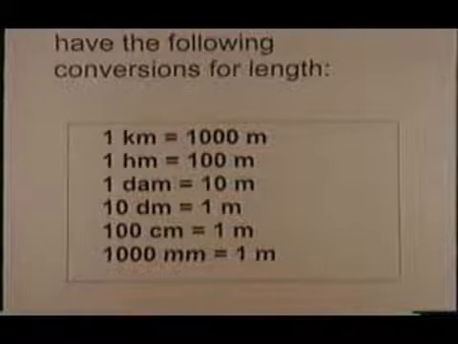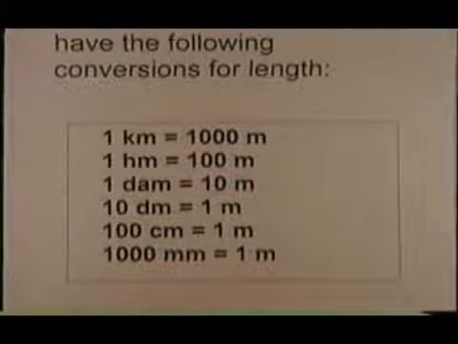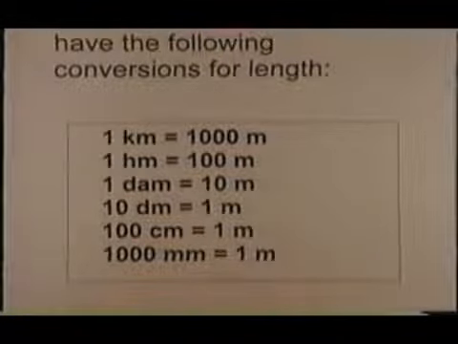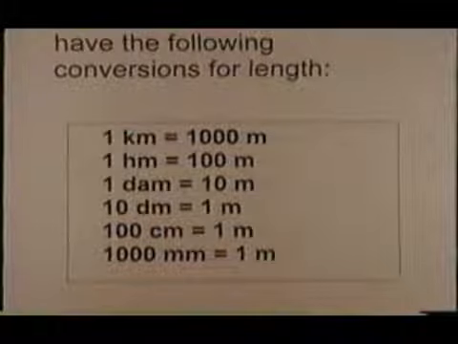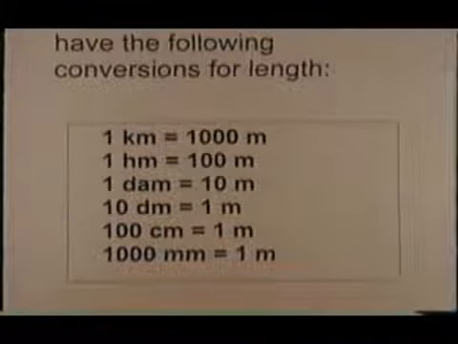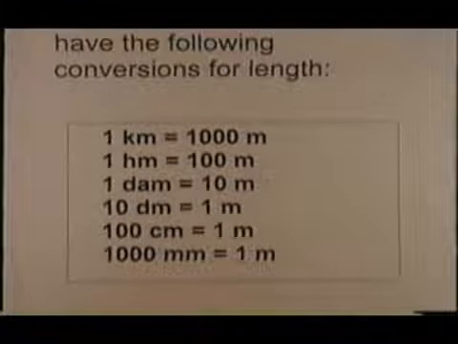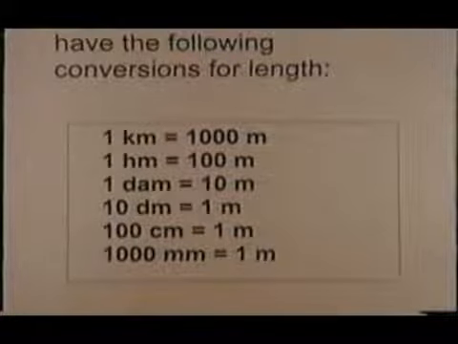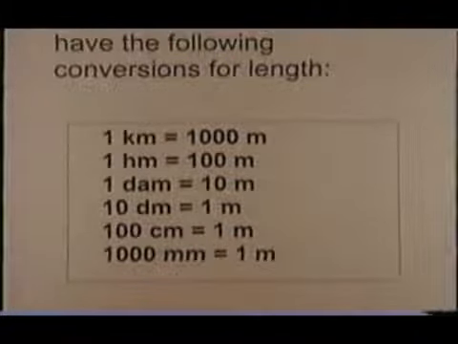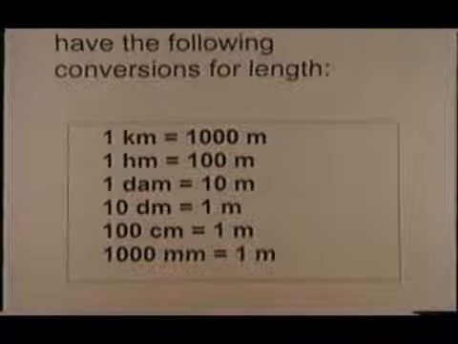1 kilometer is equal to 1,000 meters. 1 hectometer is equal to 100 meters. 1 decameter is equal to 10 meters. 10 decimeters equal 1 meter. 100 centimeters equal 1 meter. And 1,000 millimeters equal 1 meter.